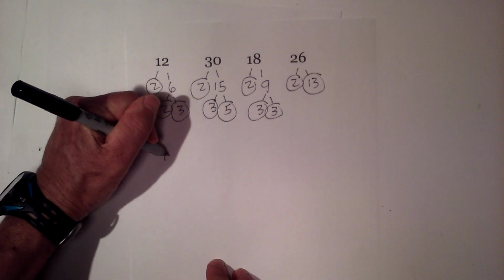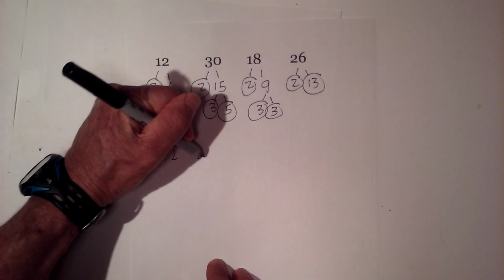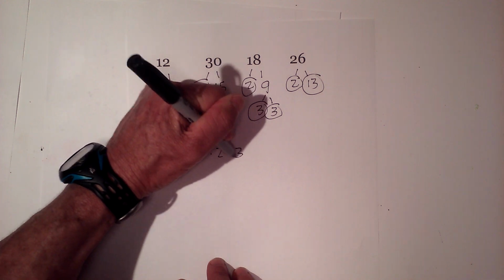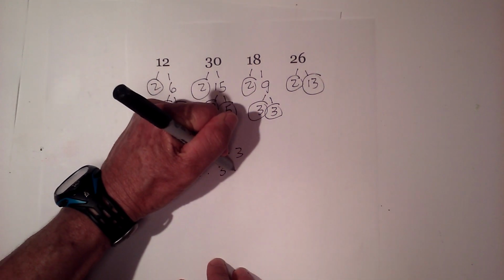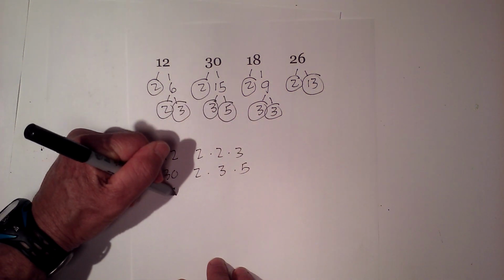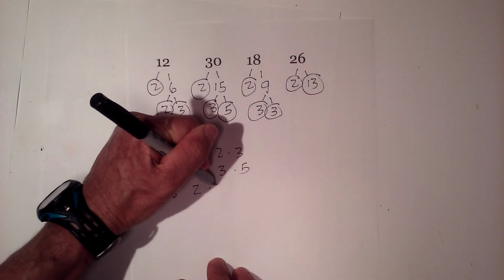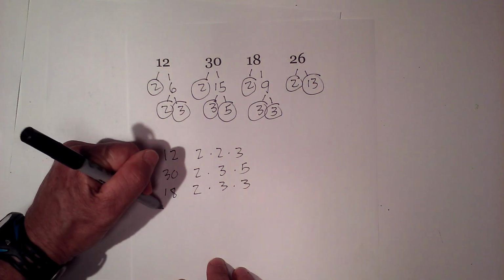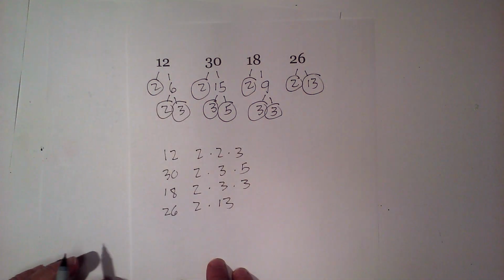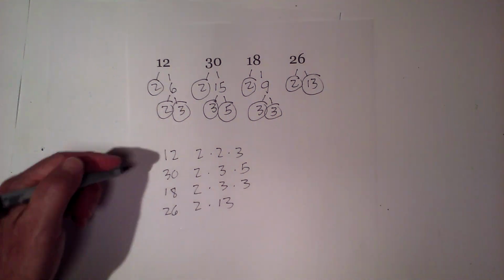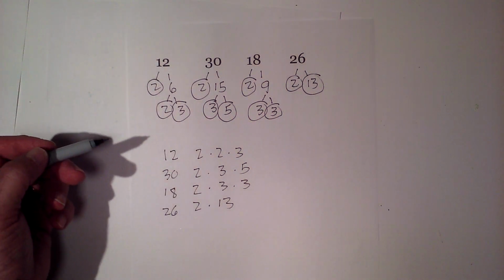Now I'm going to write them out. So here's 12. We have 2 times 2 times 3, and then 30 is 2 times 3 times 5. 18 is 2 times 3 times 3, and 26 is 2 times 13. Again, I multiply all the prime numbers together and follow the rule. If they're in more than one, then you only use it once.